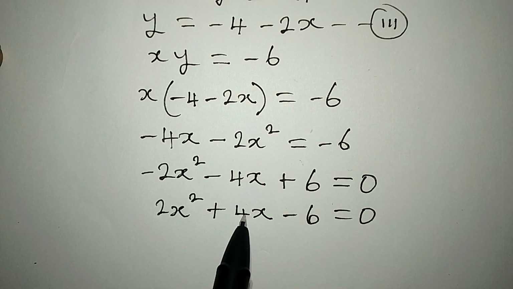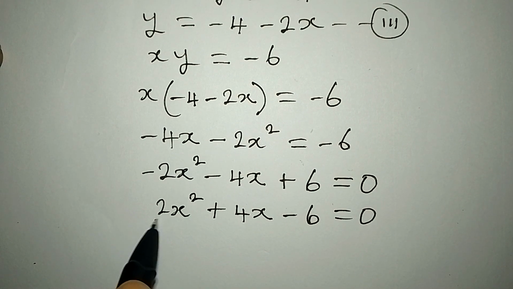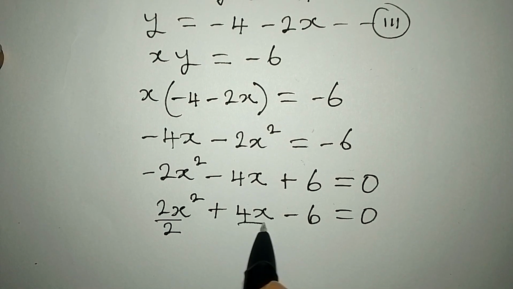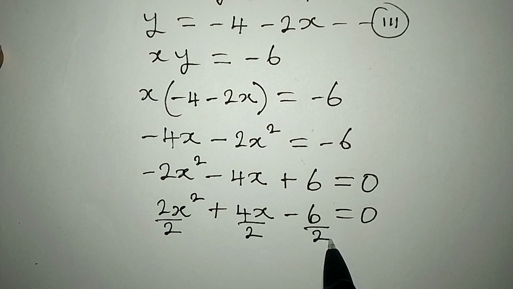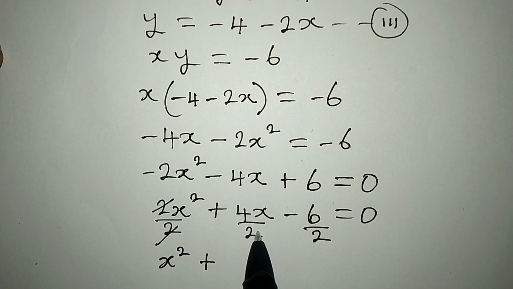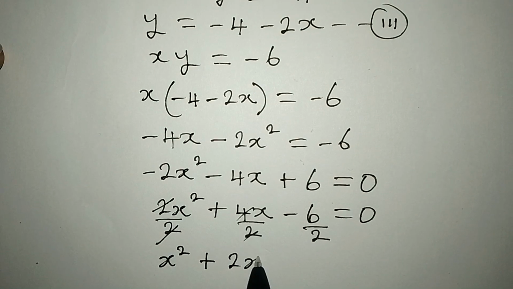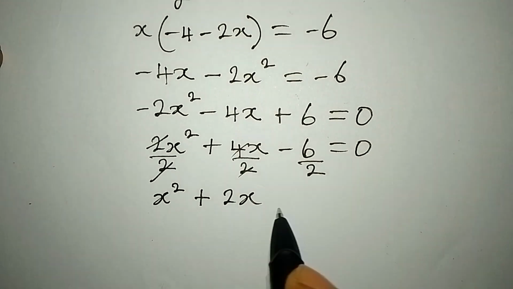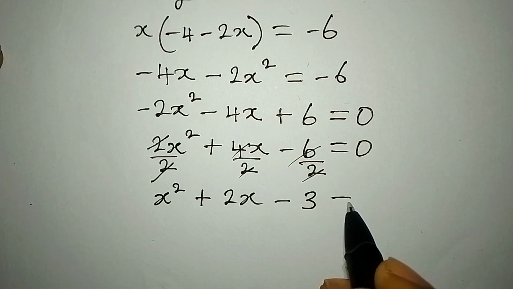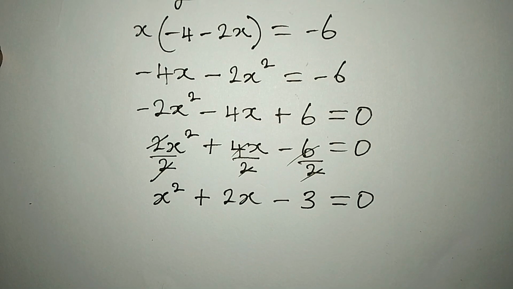Now, 2 is a factor of all of these terms. So we'll divide this by 2, and then we'll divide this by 2, and divide this by 2. This will be gone with this. Then x squared, plus 2 will go into this 2 times, we have 2x, minus 2 will go there 3 times, we have 3, and it's equal to 0.